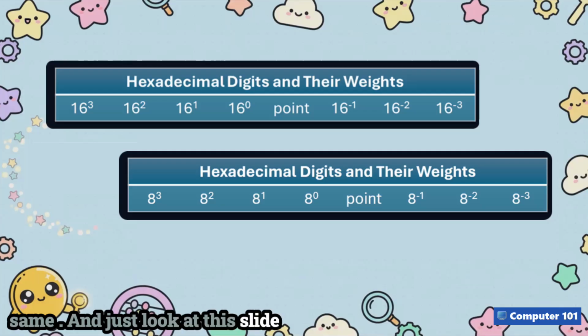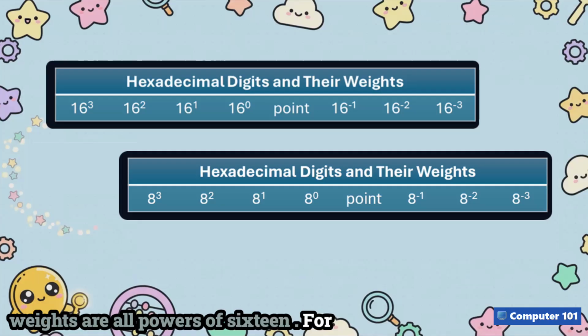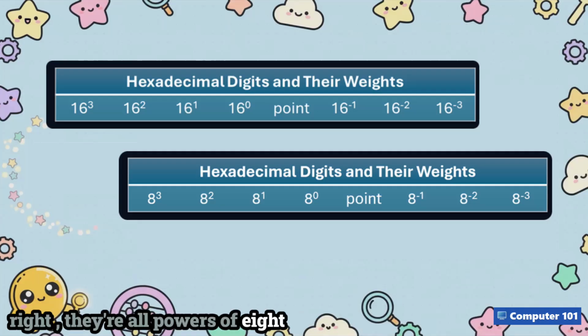And just look at this slide, you can see exactly how it plays out. For hexadecimal on the left, the weights are all powers of 16. For octal on the right, they're all powers of 8. The pattern is identical, just a different base.